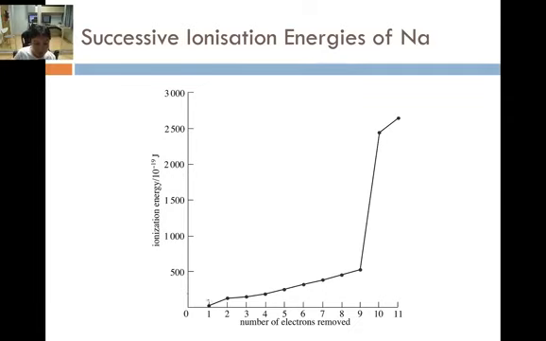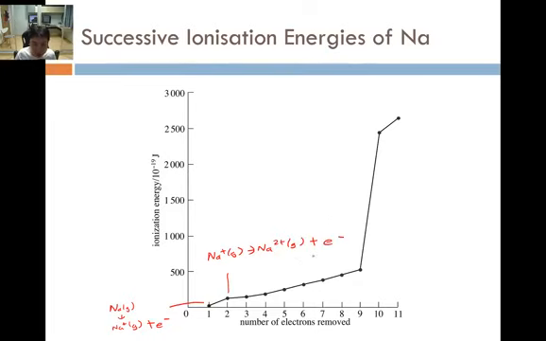For this one, this energy is for the process of Na gas becoming Na plus gas plus an electron. So this is the amount of energy that's required for this process. And then this is the second ionization energy. So this is the energy for this process, Na plus gas becoming Na2 plus gas plus an electron.